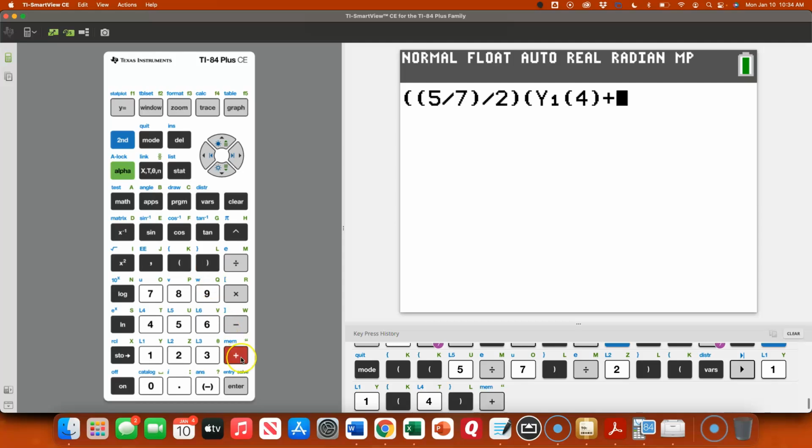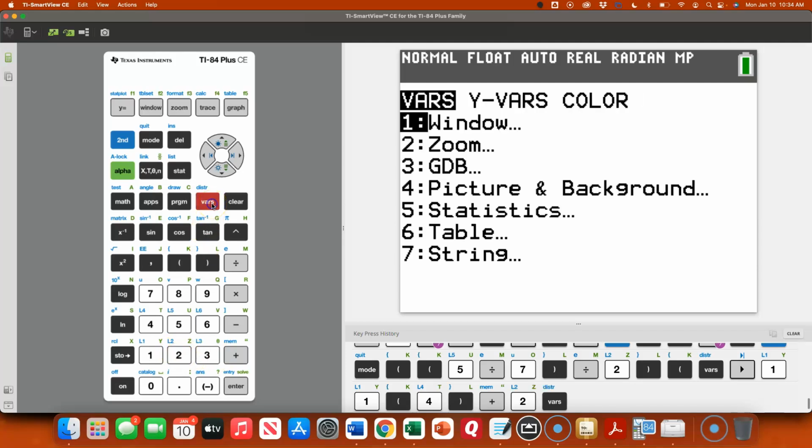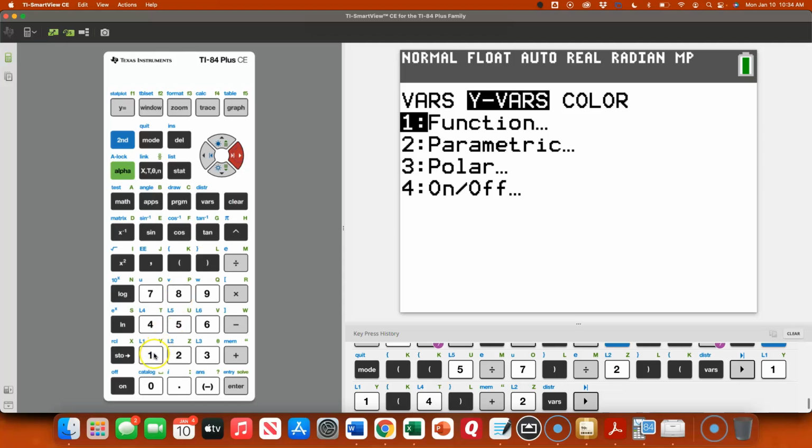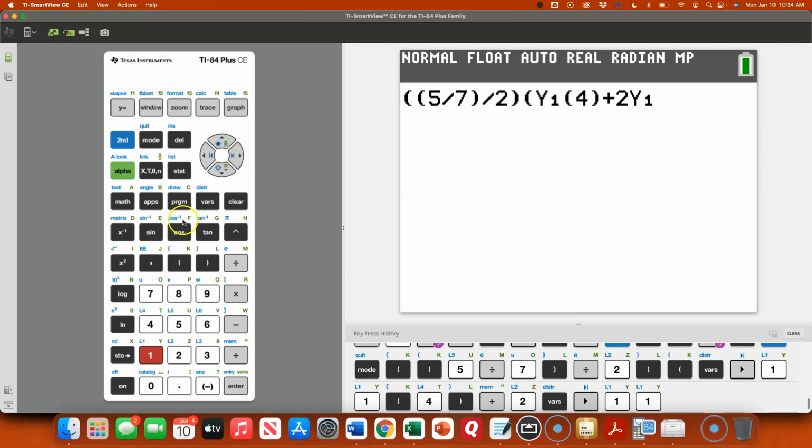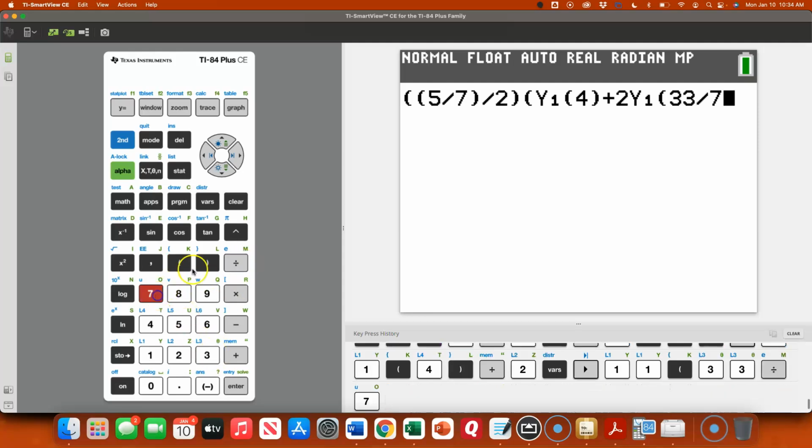And then again, the next thing was f of 33/7, but I want to double it. So I say 2, vars, scroll over, y1 of 33/7. And then we just keep doing that. Now that's one way to get the y1. There is another way that technically is one keystroke less.